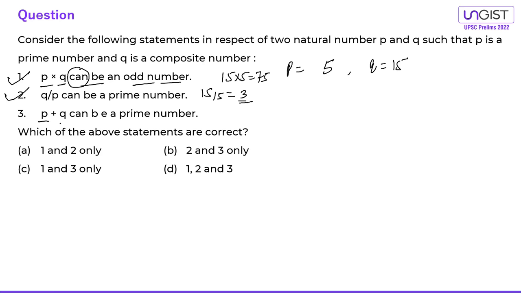They are saying P and Q can be such that P plus Q is a prime number. Just assume P as 2 and Q as 21. 2 is the only even prime number, and Q is 21, so P plus Q is 23. 23 is also a prime number. Yeah, it is a prime number. So the third is also correct. So all the statements are correct.